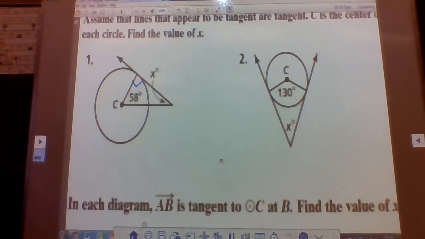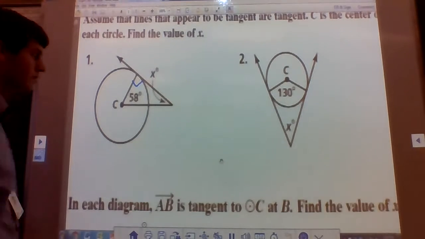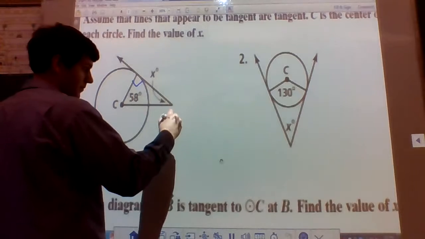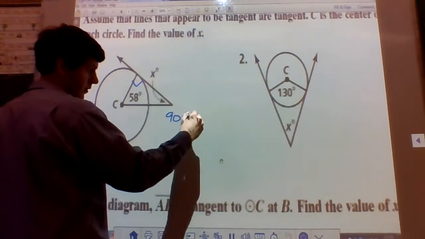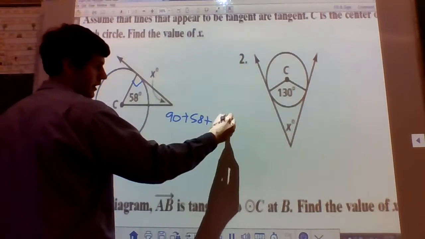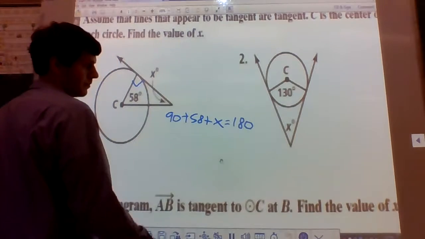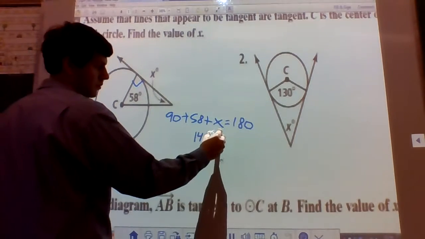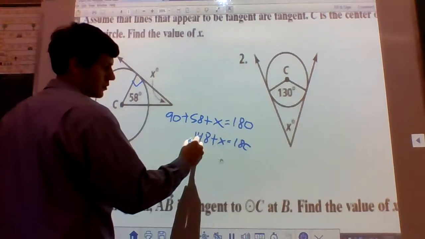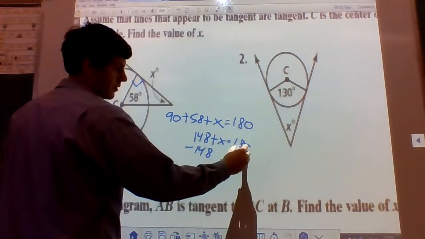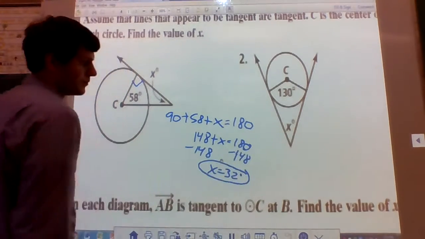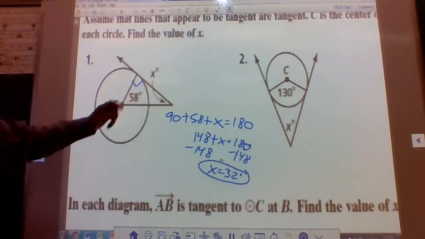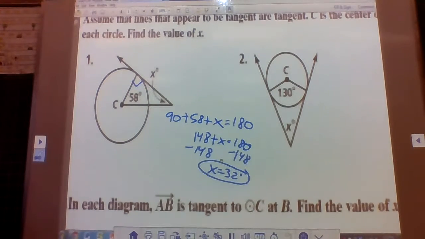We know by the triangle sum theorem that the three angles of a triangle add up to 180. So this is 90, 58, and x, and they're going to add up to 180. So it's going to be 148 plus x equals 180. Subtract 148. I'm going to get x equals 32 degrees. 32 plus 58 plus 90. Okay.